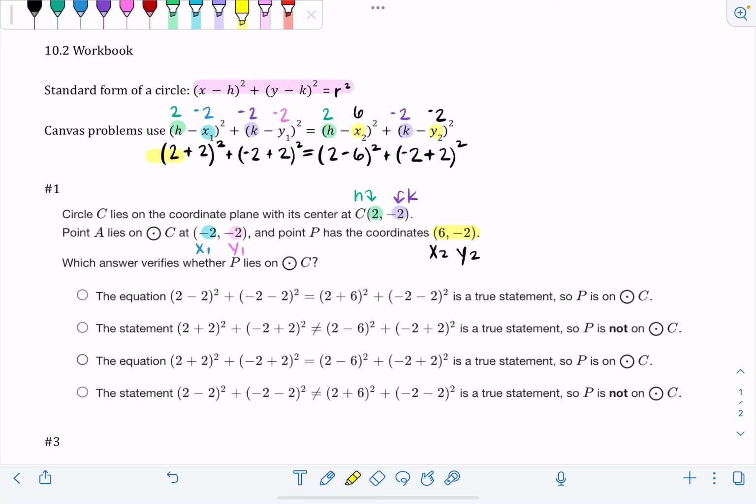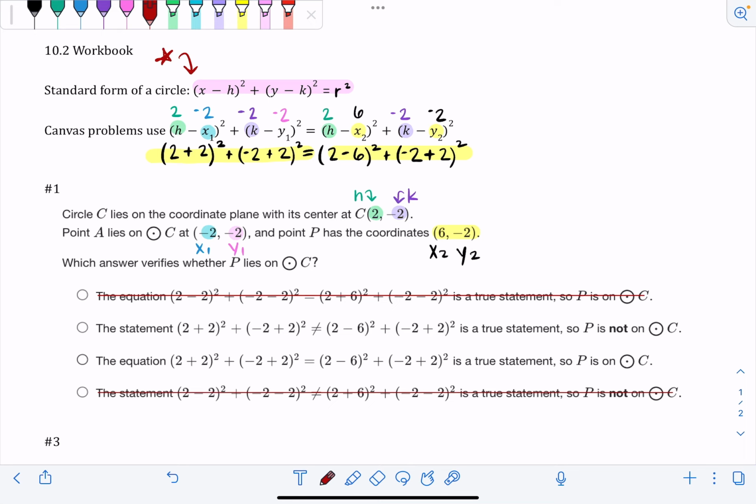So it's 2 plus 2 squared, negative 2 plus 2 squared, same thing here. The second part of the equation is 2 minus 6 squared and negative 2 plus 2, and both of these equations have that. So that means we've narrowed our options down to the second and third choice. We got it in the right order because we got something that matches up exactly with what's there. If I had kept it in the standard form order, it would not look like those equations. So that's why you have to be careful and pay attention to what they're putting where.